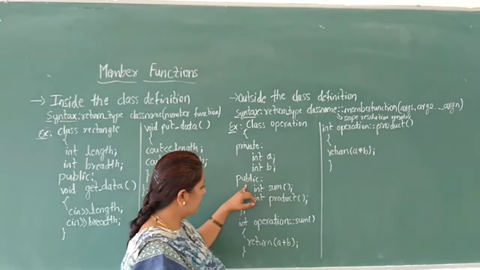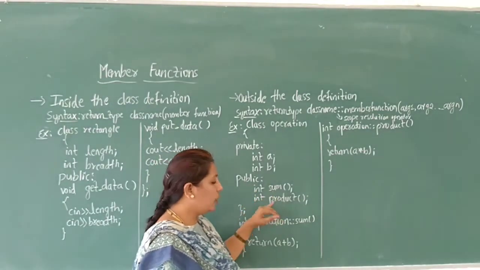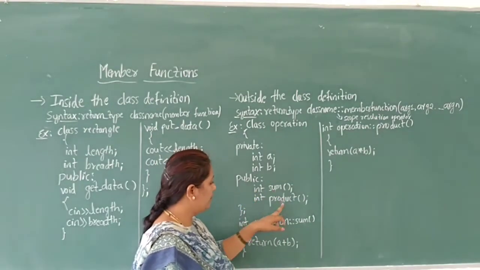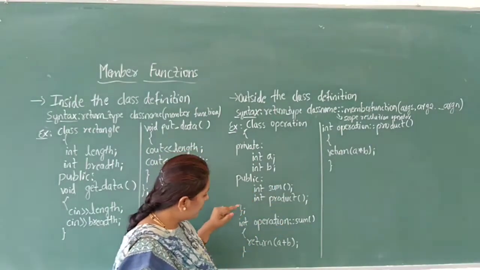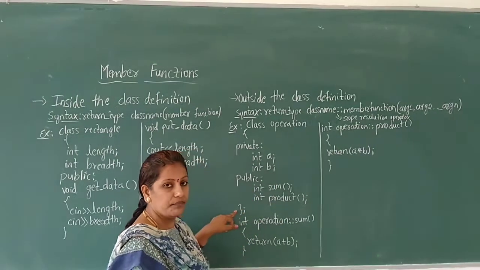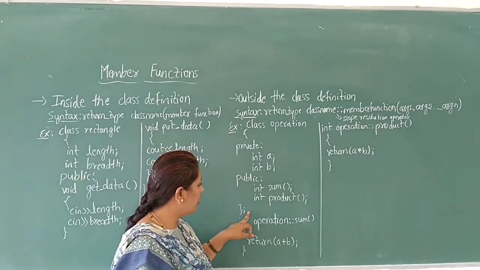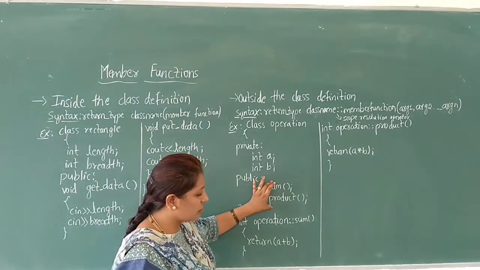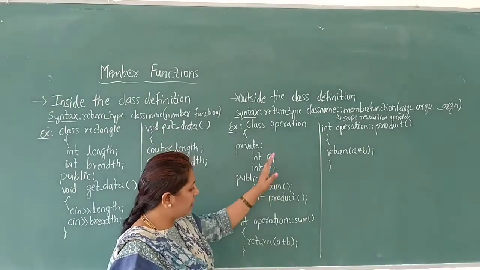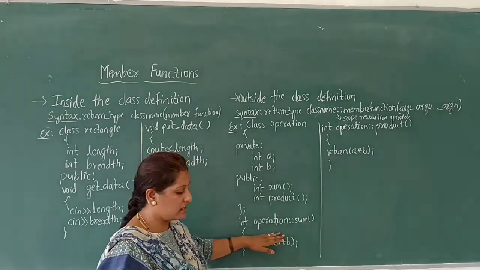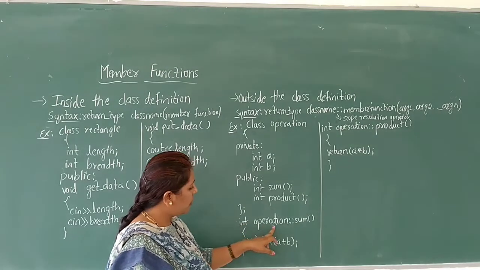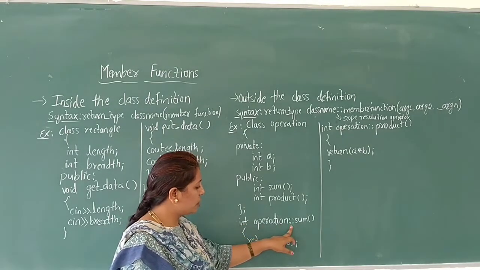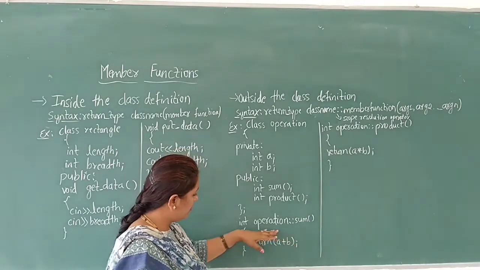And then in the public section we declare two member functions, sum and product, of data type integer, and the class is terminated by the semicolon. These two member functions are defined outside the class. See the next statement, int Operation scope resolution operator sum.